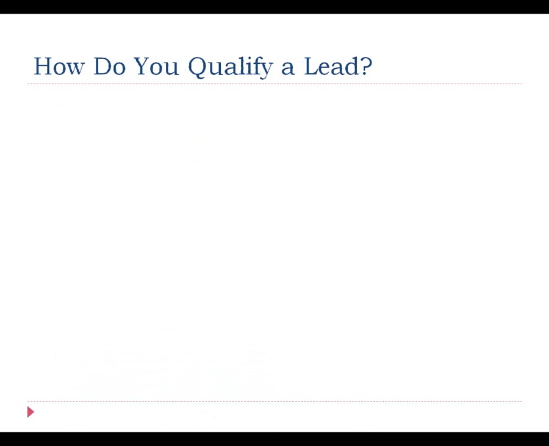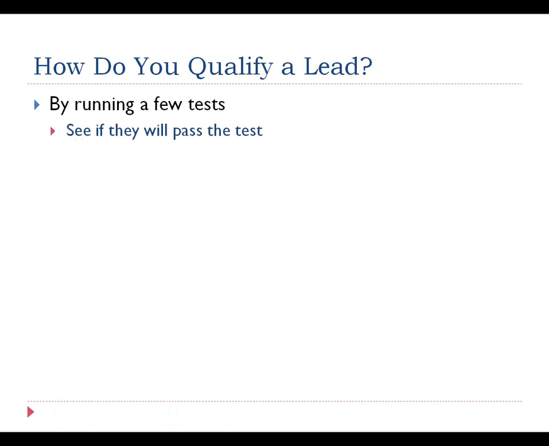So how do you qualify a lead? You qualify a lead by running a few tests on the lead. Then you see if they pass the test. Now, if they pass the test, then they're qualified. An example of what I use to qualify my leads is a 7-day email program that I created. I could put that around in the forums or advertise it in different places.